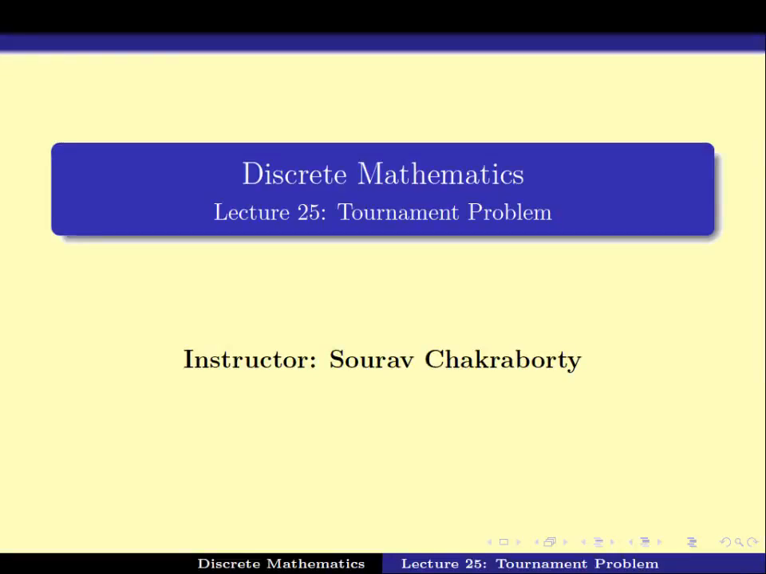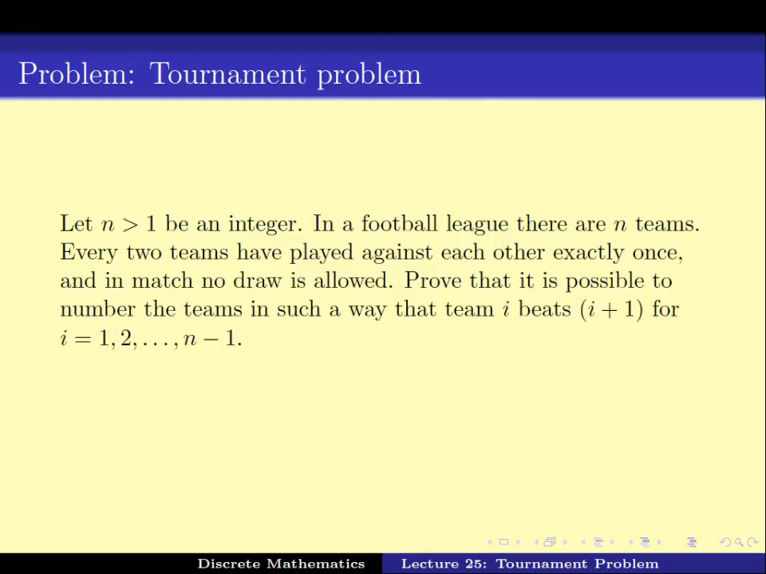Welcome back. So we have been looking at the tournament problem. The problem states that in a football league there are n teams. Every two teams have played against each other exactly once, and either of the teams has won. So there is no draw.